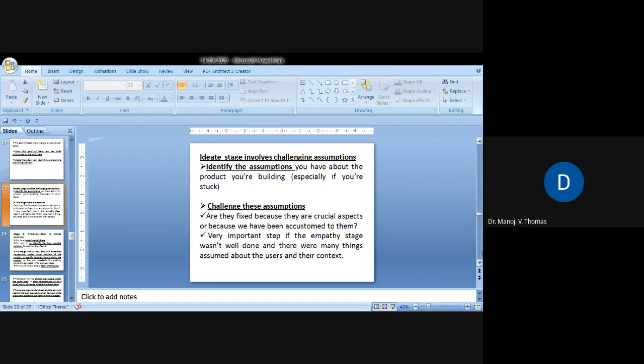Are they fixed because they are crucial aspects, or because we have been accustomed to them? Isn't it? So very important stuff. If the empathize stage wasn't done well, there are many things assumed about the users and their context. The empathize stage is where we try to get maximum information. If that was not done clearly, probably you will have a vague problem statement and thereby a vague solution, isn't it?